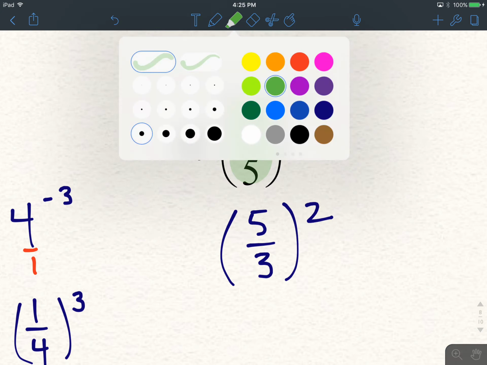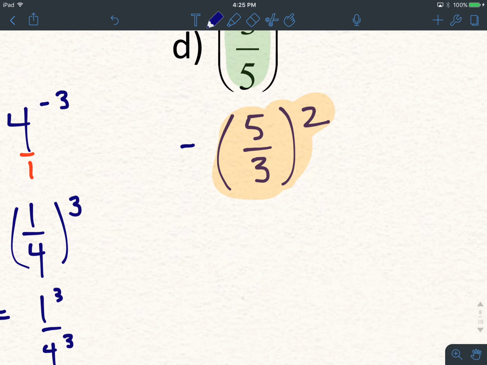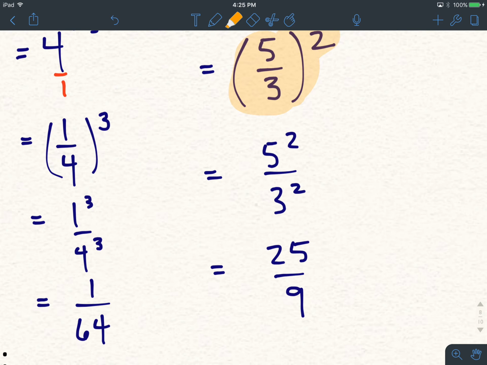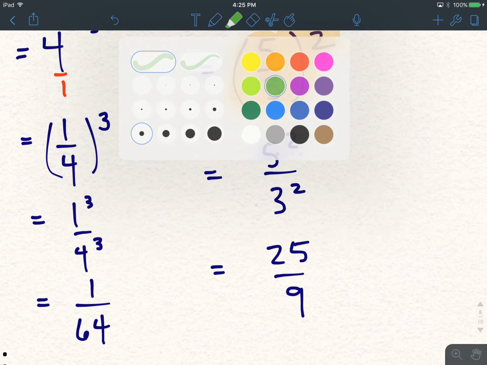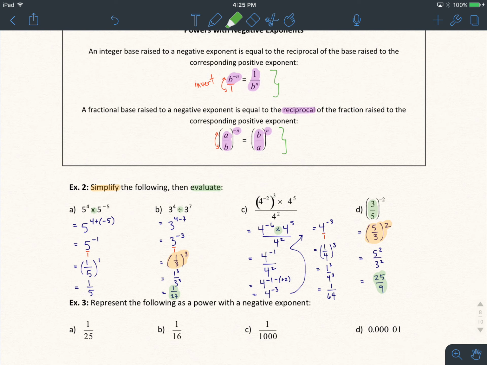So that now is simplified. It's got a single base and a positive exponent, and now we're going to evaluate. So that's going to give us 5 squared over 3 squared, and that will give us 25 over 9. And that has been evaluated. So there are our first 4 examples working through negative exponents.